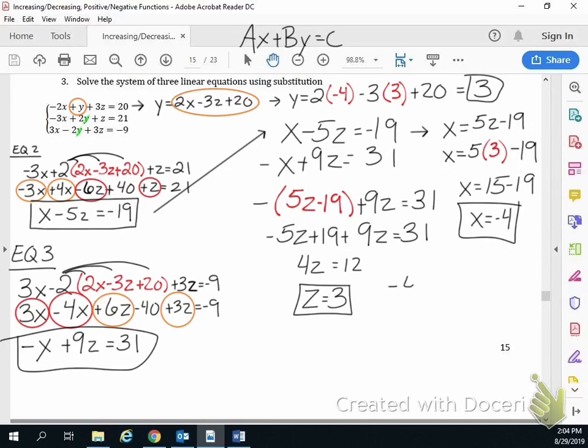A lot of times you will see your answer given like this on these kind of problems. Okay, and it looks like a coordinate with an extra value at the end, and that's just x, y, and z, negative 4, 3, 3. Okay. So, like I said, I do think elimination, the process we're about to do, is a little bit easier.